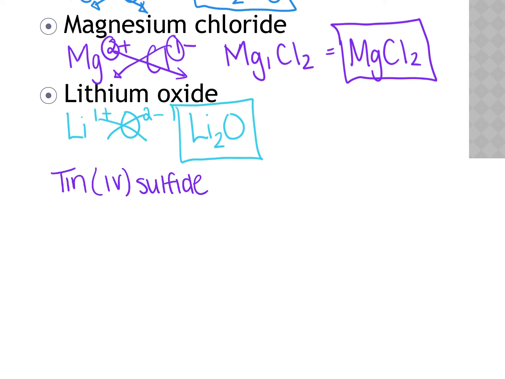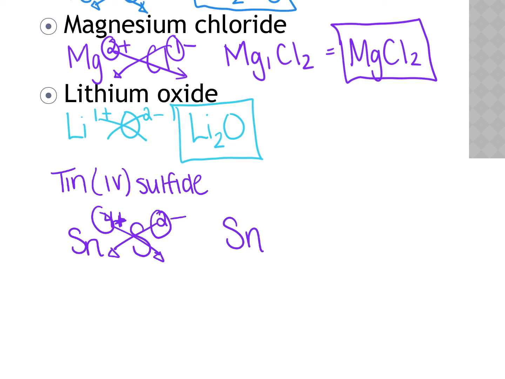What is the symbol for tin? What is that 4 telling you? So it's got a positive 4 charge. What's the symbol for sulfide? And what's the charge? What's your next step? We're going to crisscross. When you do the crisscross rule, what do you get for your formula? Sn2S4. Are you with me so far?